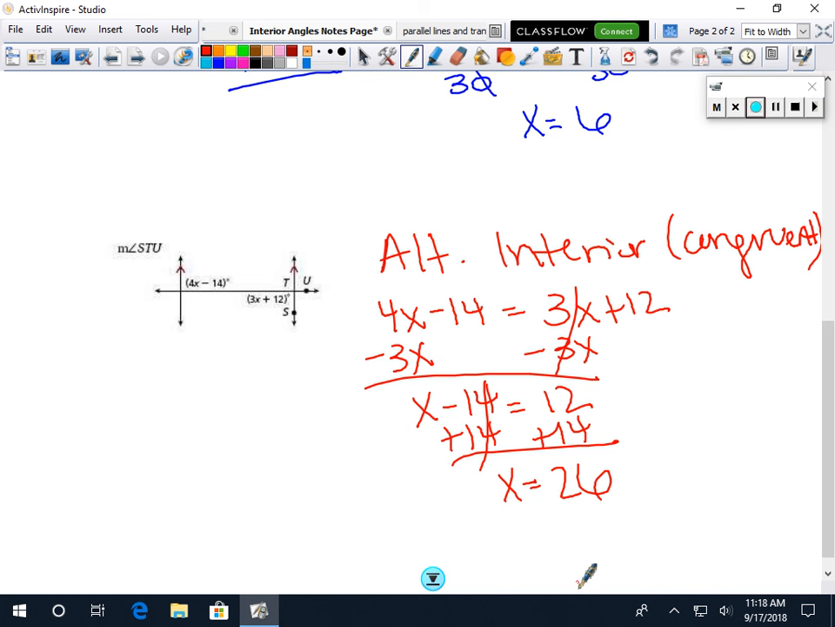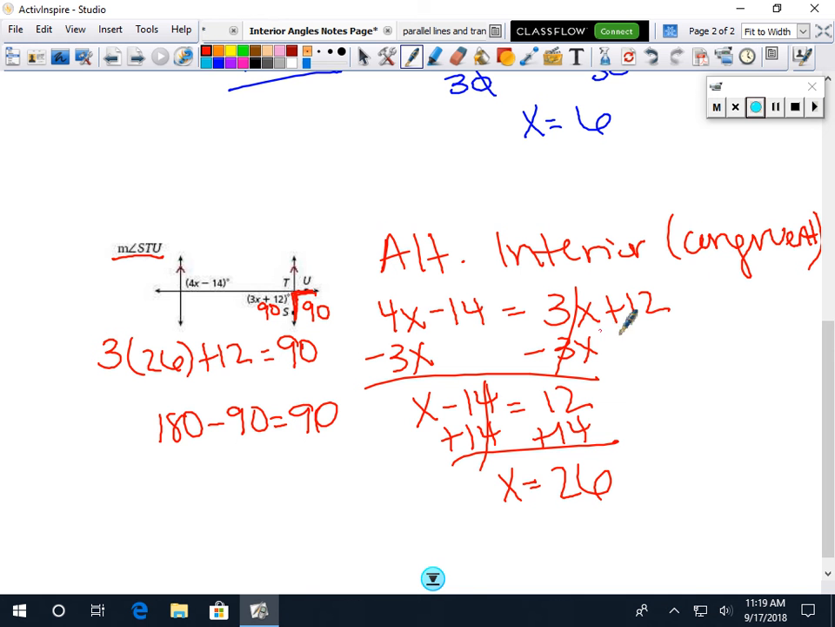We solved for x, but now we need to plug it back in to figure out the measure of the angle that I'm wanting. STU is this angle outside here. So I'm going to have to find the angle on the other side first, and then I can subtract from 180 to find the angle STU outside. So I'm going to plug in 3 times 26 plus 12. 3 times 26 plus 12 gives me 90. So this angle here is 90, which means that angle STU is also 90, because 180 minus 90 is still 90.